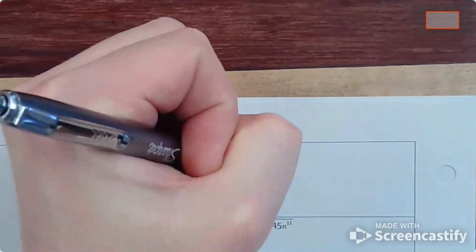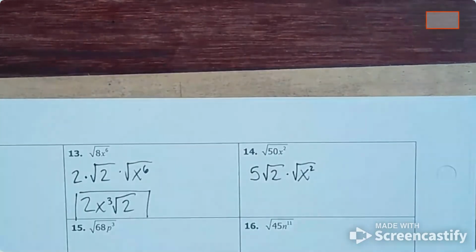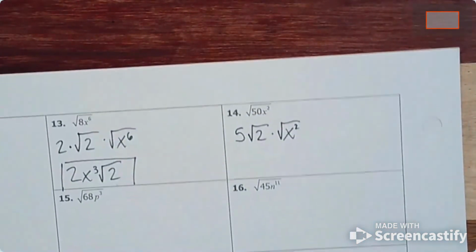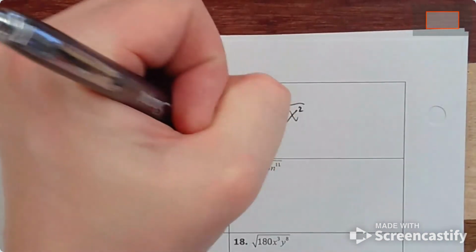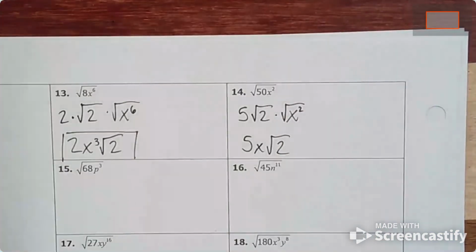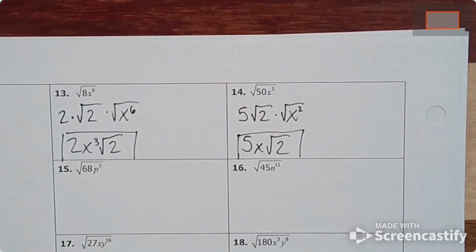So we can say 5 times the square root of 2 times the square root of x squared. We're just breaking things apart. And then that'll end up as 5x root 2, because the square root of x squared is just x. Root 2 stays under the square root. That's what we end up with. Any questions so far?